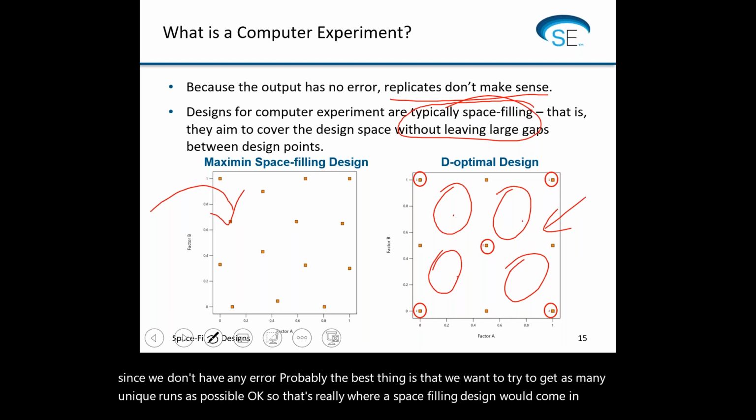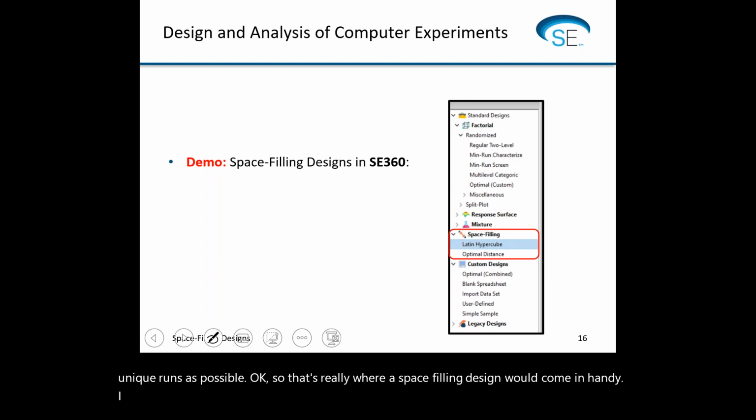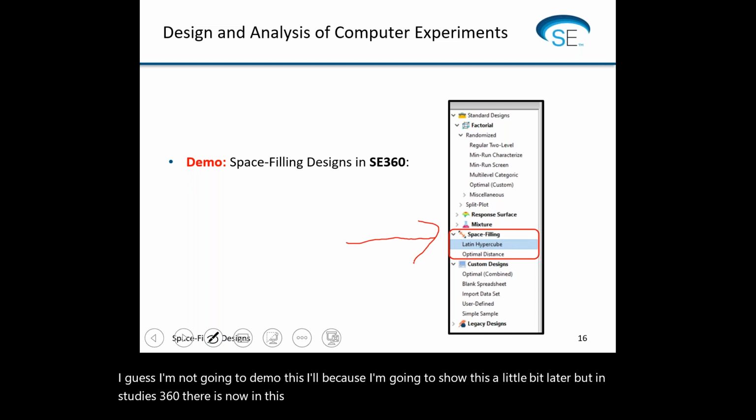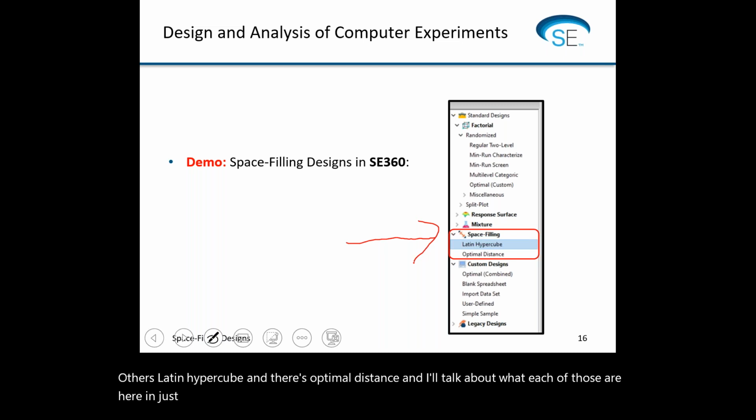I'm not going to demo this because I'm going to show it a little later, but in Statist 360, there is now in this design tree an option for space filling designs. There's Latin Hypercube and there's optimal distance, and I'll talk about what each of those are in just a second.